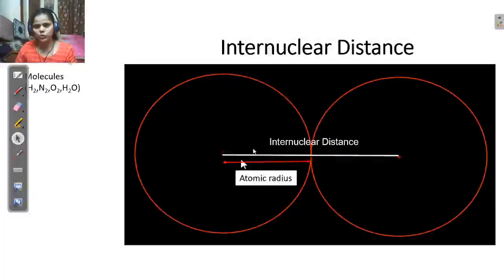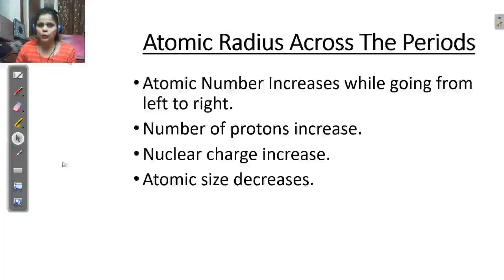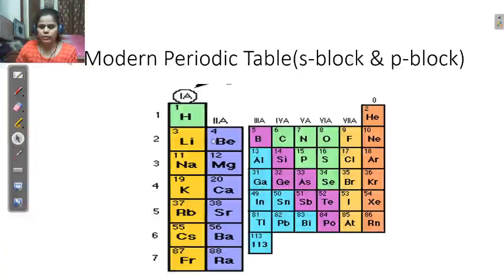Okay. In this lecture we will see how the atomic radius varies across the periods. You can see here in the periodic table, let's see period number 2. In period number 2: lithium, beryllium, boron, carbon, nitrogen, oxygen, fluorine and neon. You can see here the atomic number increases. Lithium's atomic number is 3, then 4, then 5, up to 10. Understand? Across the period the atomic number increases.